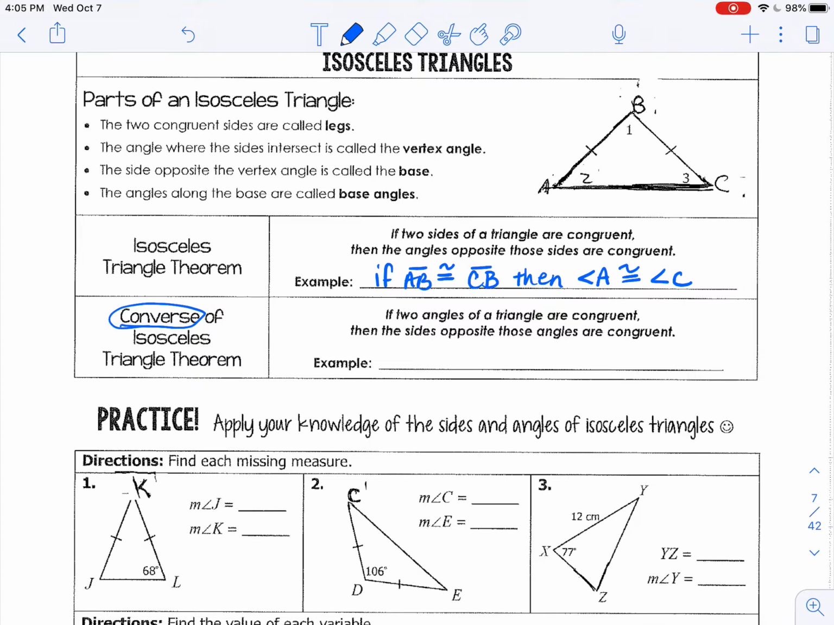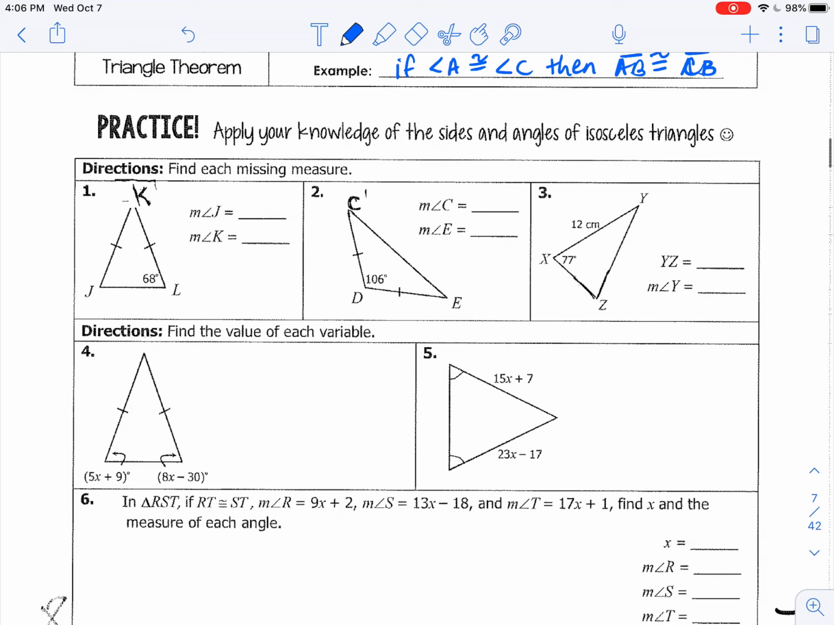The converse of the isosceles triangle theorem, of course, we know with a converse we switch. So we're going to start with: if two angles of a triangle are congruent, then the sides opposite are also congruent. In this case, it would be if angle A is congruent to angle C, then AB is congruent to CB.